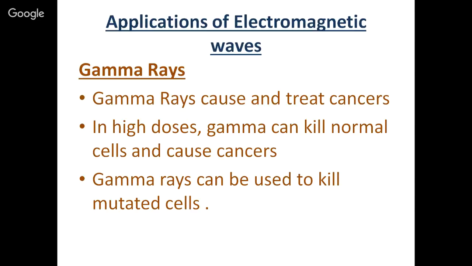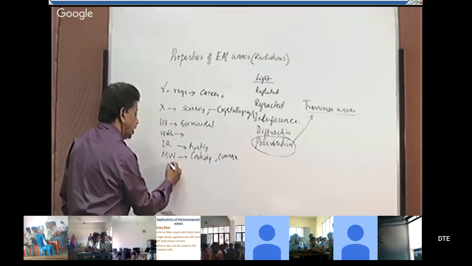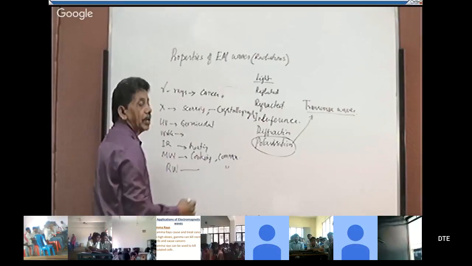And visible light, as you all know, is used for various purposes. Without visible light, without seeing, this entire world would be dark for us. Then we have infrared, which is a heating wave, which can be used for some treatment also, as a painkiller, we can say. And we have microwaves. They are used for communication as well as for cooking. Similarly, radio waves are also used for communication.